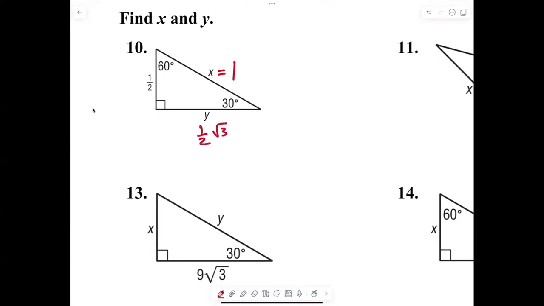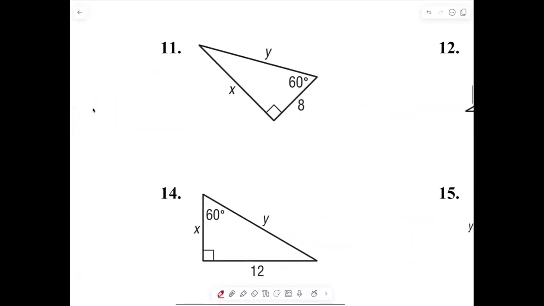1/2 radical 3. You said that correctly, but listen to me. The reason I'm correcting you on this is because I know in a couple years you're not going to write it like that. You're going to write it as the square root of 3 over 2. All right, but 1/2 radical 3 is perfectly fine. It's better to say radical 3 over 2. Let's look at 11 now.